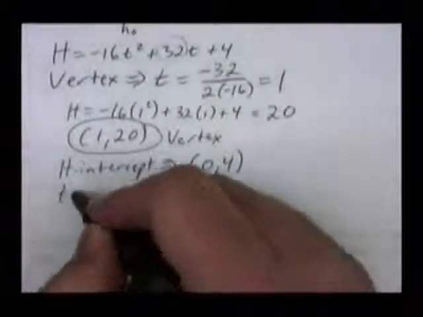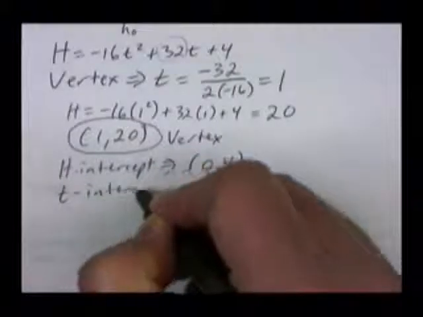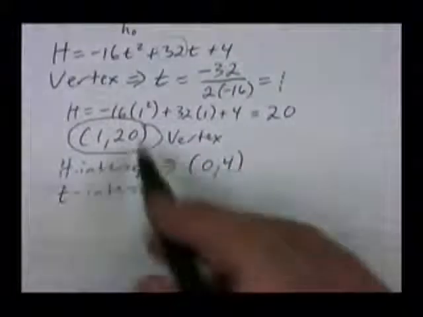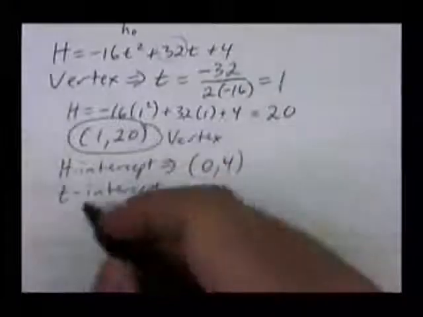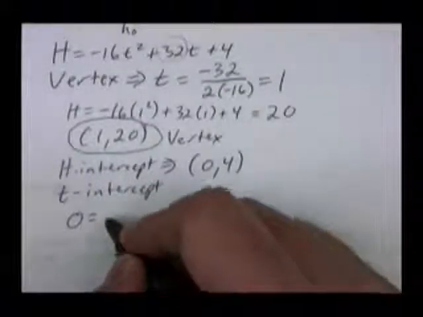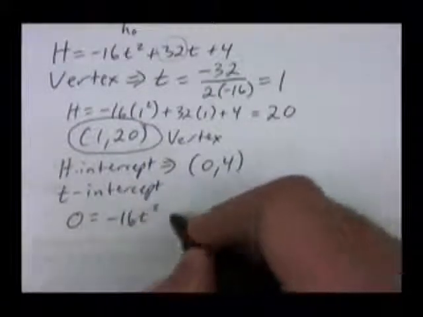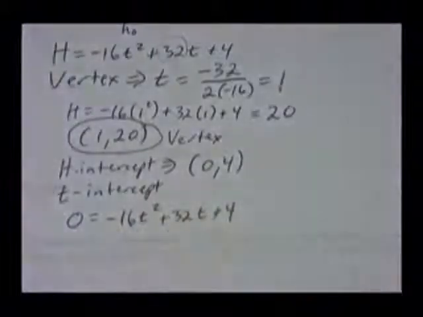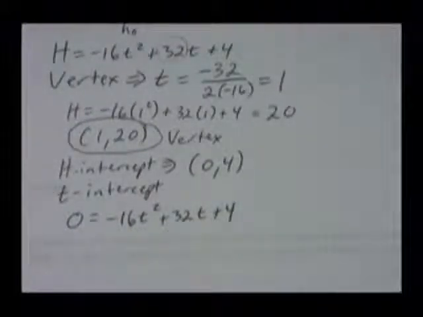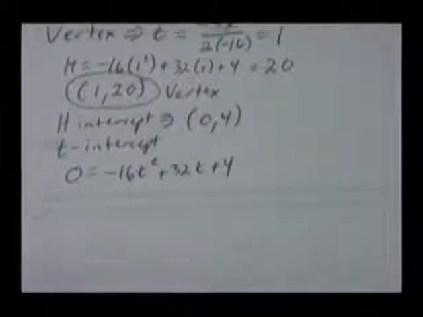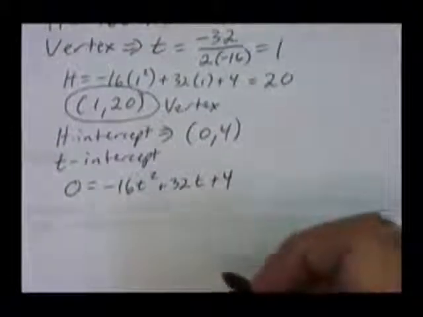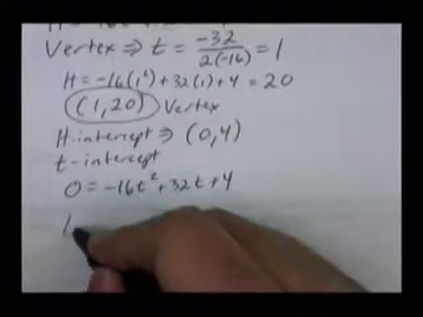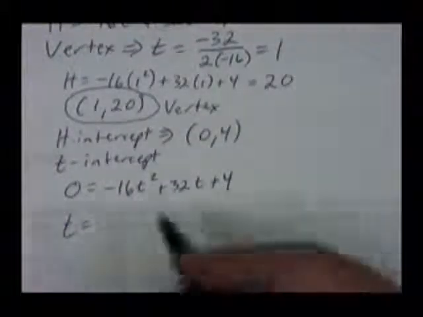And to find our t-intercept, I'm going to let h equal 0. So I'll get 0 equals -16t squared plus 32t plus 4. All right. And I don't want to try and factor that because I have a feeling it's not going to turn out nicely. So I'm going to use my quadratic formula.